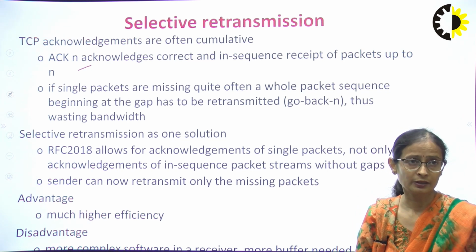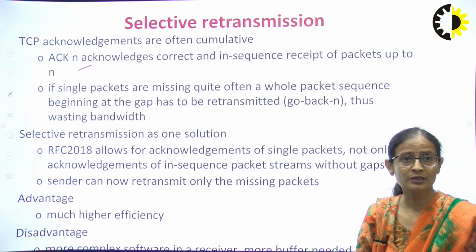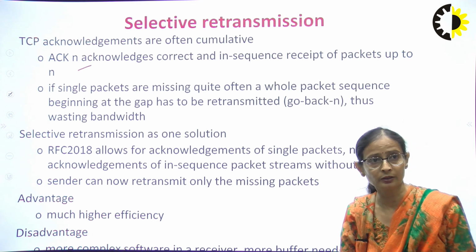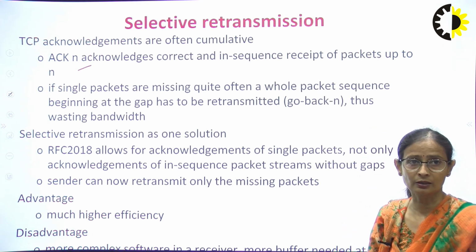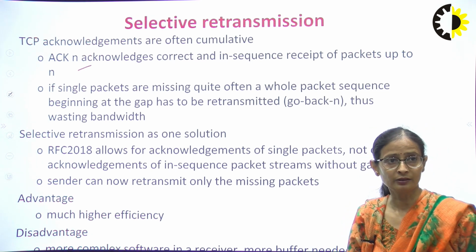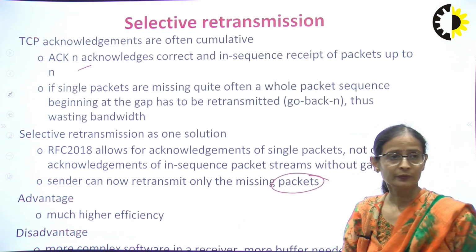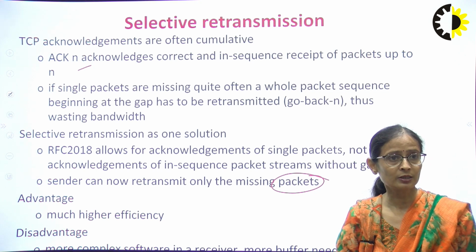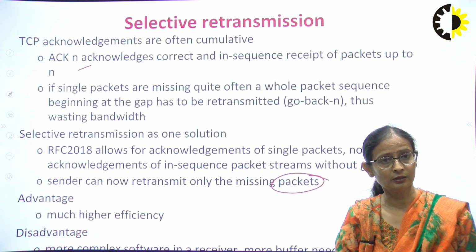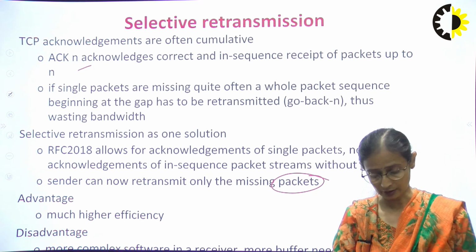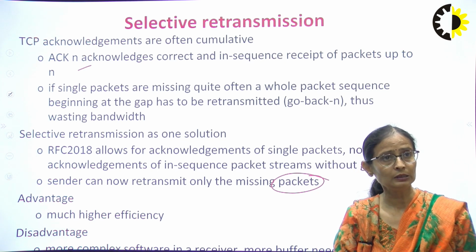RFC 2018 allows for acknowledgements of a single packet, not only acknowledgements of in-sequence packet streams without gaps. The sender can now retransmit only the missing packets. So it has much higher efficiency, but the disadvantage is that it requires more complex software as compared to other TCP variations.